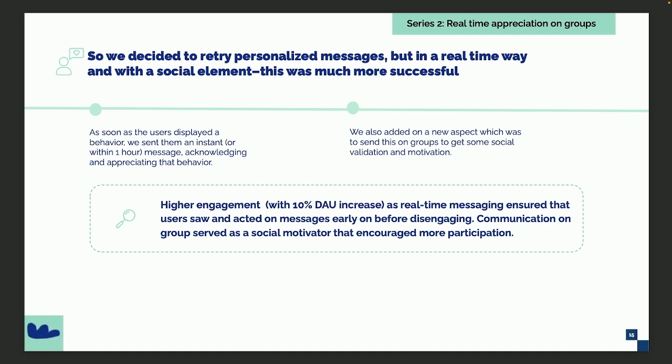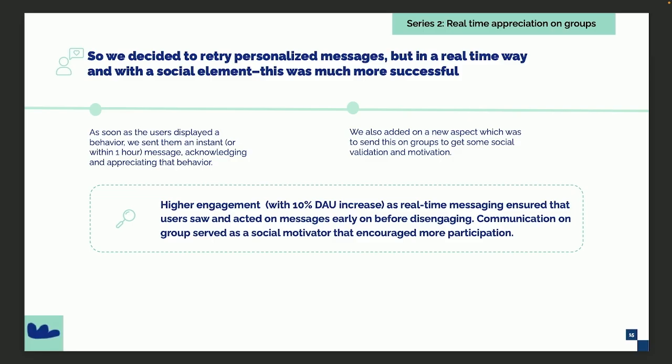a 10% increase in daily active users, because the user was very likely to see that message because it was coming very soon after they sent it. Plus, they thought that there is some sort of real person who's actually seeing this content and sending back that response to us right away. And so that really helped as well, right? So then we learned that it has to be very real time, right?